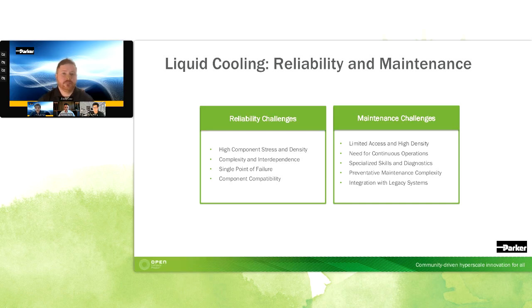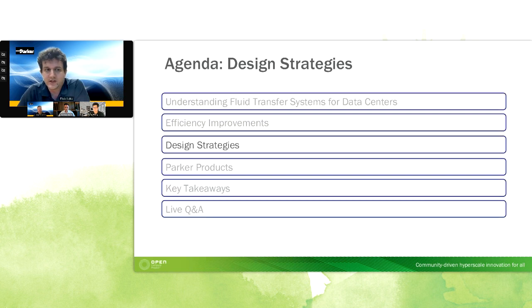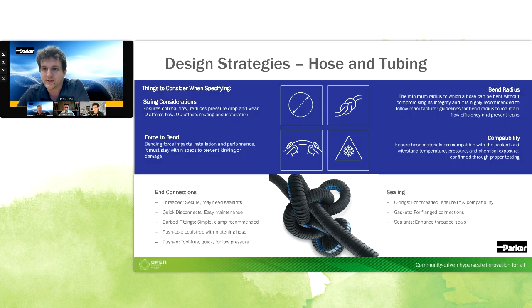So when looking at the design strategies, we're going to get a more in-depth look at the component view individually. And for the purpose of this presentation, we're going to focus on components that we as Parker manufacture and we feel comfortable talking to you guys about with confidence. So the first one we're going to focus on is one of the main components you're going to see when you enter a data center facility that is liquid cooled. And that's going to be your hoses and your tubing. These will provide the routing for all of your fluid media and do all your fluid transfer.